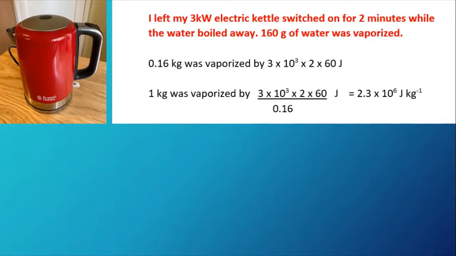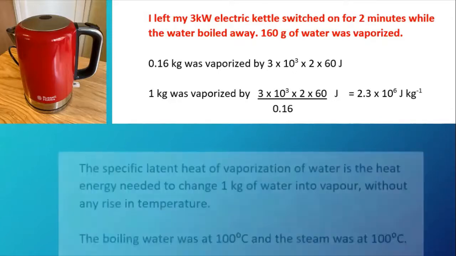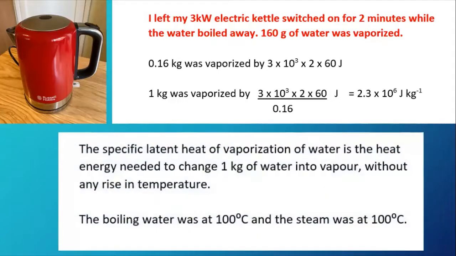So, 2.3 times 10 to the 6 joules per kilogram. The specific latent heat of vaporization of water is the heat energy needed to change 1 kilogram of water into vapor without any rise in temperature. The boiling water was at 100 degrees centigrade and the steam was at 100 degrees centigrade.